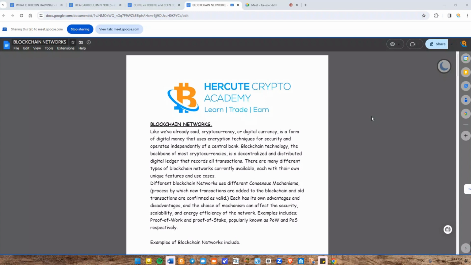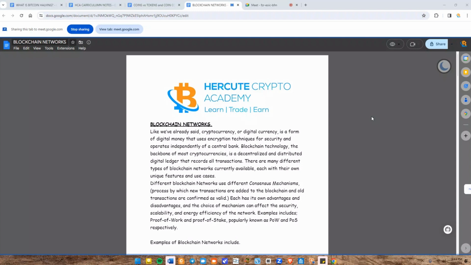So we are going to be looking at those traditional networks, but now from a crypto perspective. Like we've already said, cryptocurrency or digital currency is a form of digital money that uses encryption techniques for security and operates independently of a central bank. That's why we call it decentralized. Blockchain technology, the backbone of most cryptocurrencies, is a decentralized and distributed digital ledger that records all the transactions. There are many different types of blockchain networks currently available, each with its own unique features and use cases.